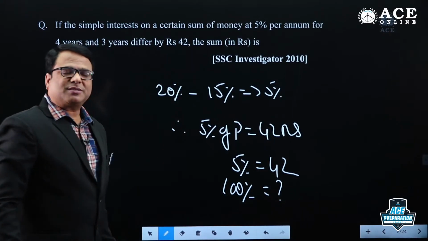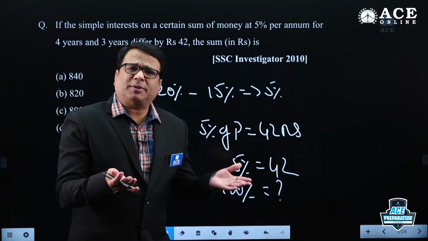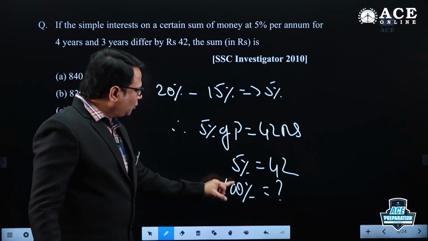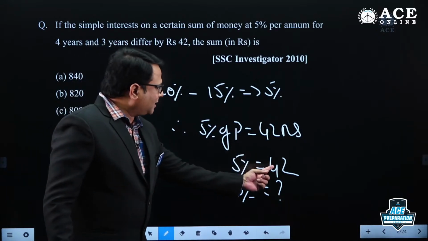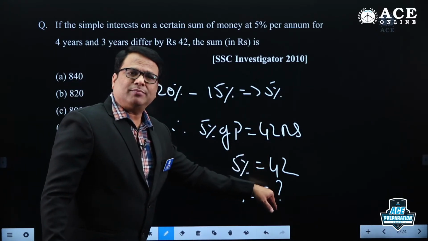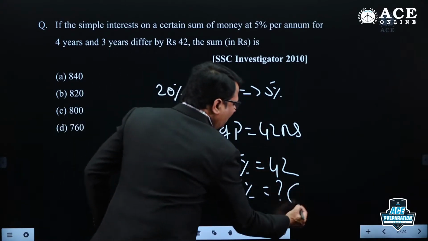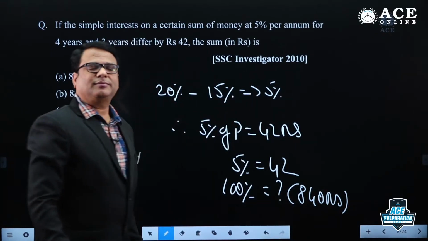When 5% is 42, 100% is how much? Why 100%? Because principal always represents 100%. So you can see the left hand side is becoming 20 times. When the left hand side becomes 20 times, the right hand side will also become 20 times, and 20 times 42 is 840. Then I can say 840 rupees is the principal.